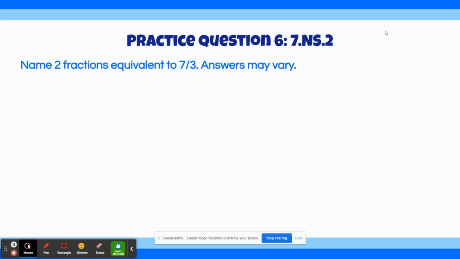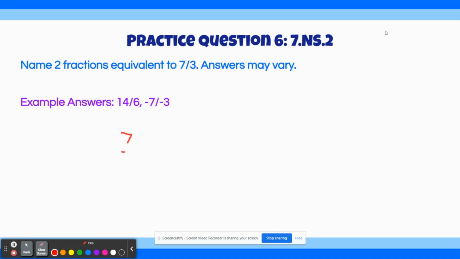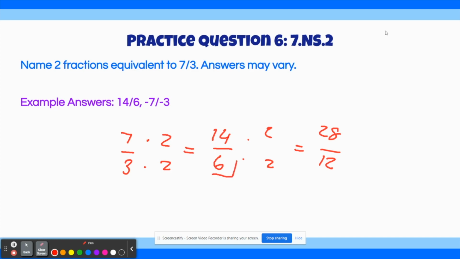Okay, so some sample answers that you could have given are 14 over 6 and -7 over 3. So the first thing I did is I made 7 over 3 less simplified. I did this by multiplying both the numerator and the denominator by 2, and this gave me an equivalent fraction of 14 over 6. Obviously, you could have kept doing this and gotten another answer. For example, you could have multiplied it by 2 one more time, and that would have given you 28 over 12, which are both also acceptable answers.